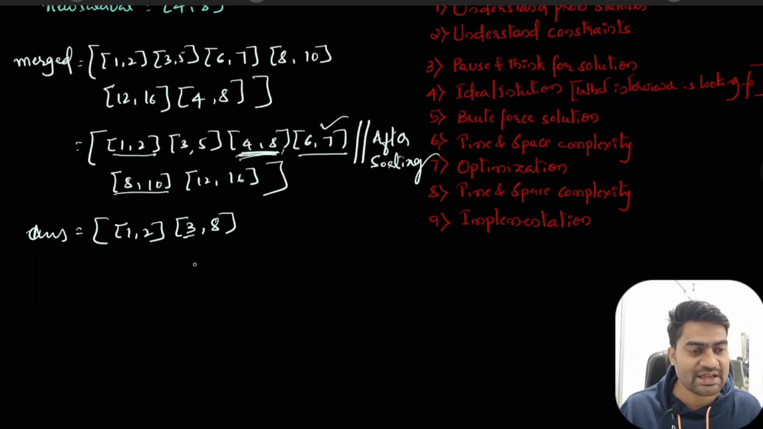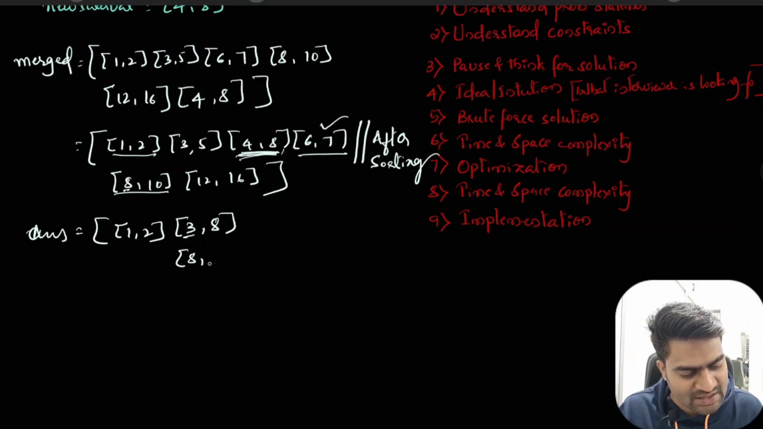So 8, 10 again overlaps, because the last value from the answer array, this 8 and this 8, are the same, correct? So it means it overlaps. So I will take 8 comma 10. Now I will simply update this value with the maximum value, so this will be 10. Okay, so I will write 10 here. Then I successfully processed this.